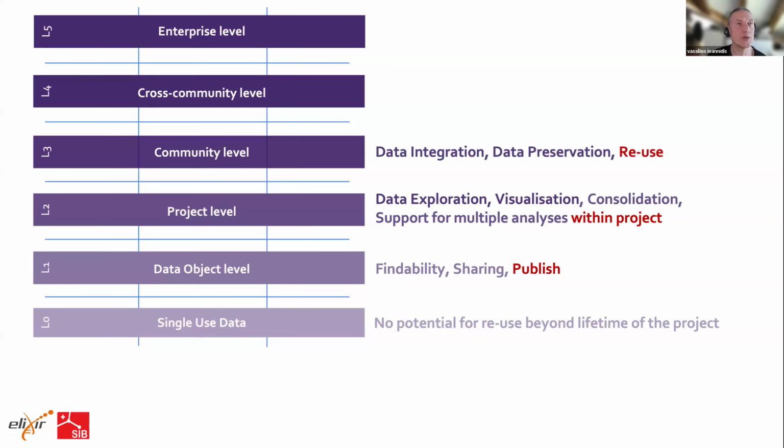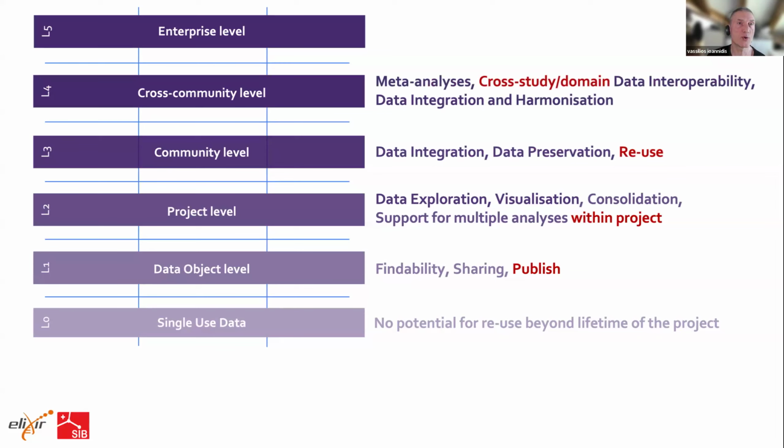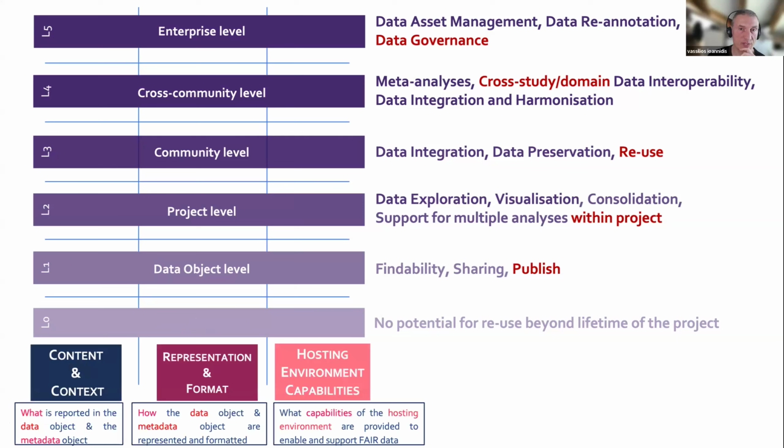It's really focused on reuse within the community level, so the same type of data. And level 4 will go up to the cross-study domain with data interoperability, data integration, and harmonization between different communities. And level 5, well, that's data governance, and it's hardly reached in our experience. It was hardly reached.